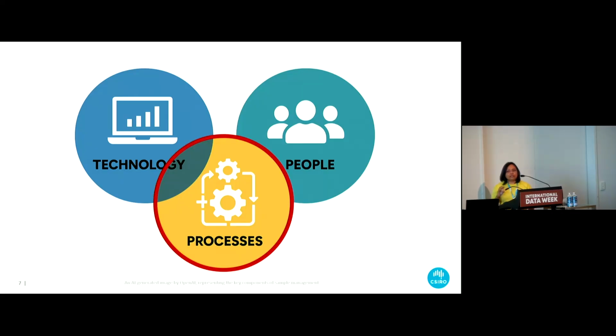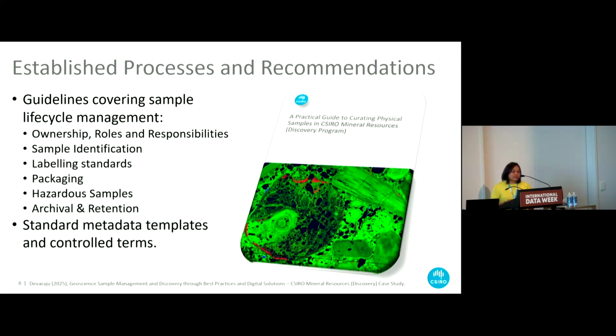It's basically anything to do with guidelines and procedures, like how we should curate the sample and how we should make access to the sample. So what we have developed is practical guidelines. These guidelines contain recommendations and also procedures in terms of what the role is, what the responsibility is, how you should label the sample, how you should package them, how you should store them, and also how you should record the information. In addition to that, we have also developed several standard metadata templates and controlled vocabularies as well.